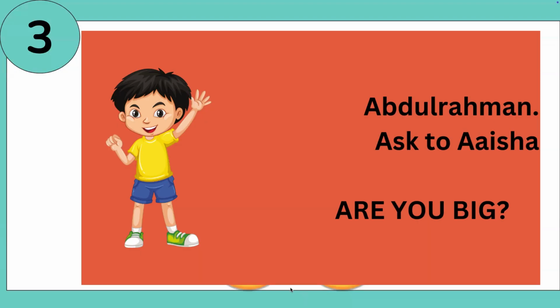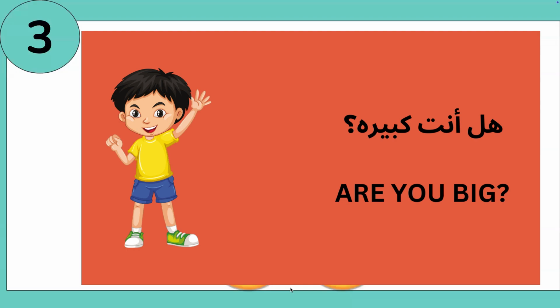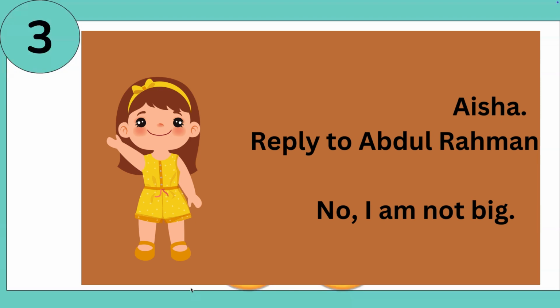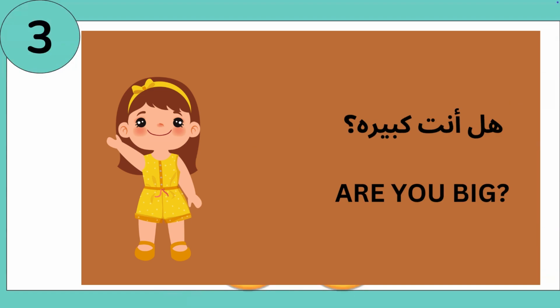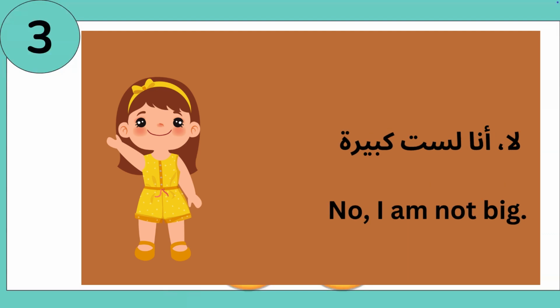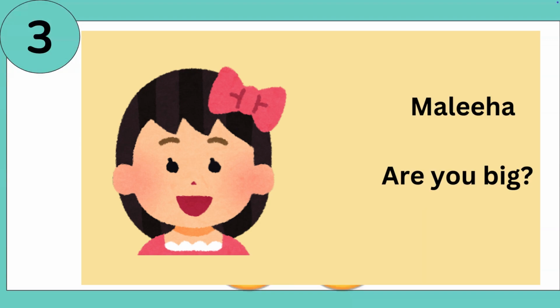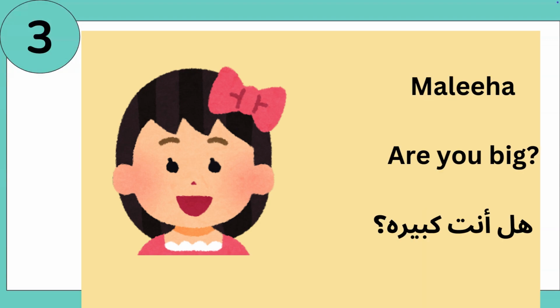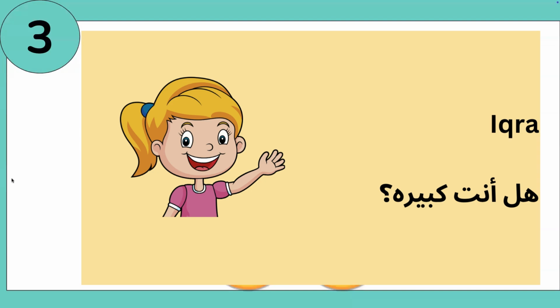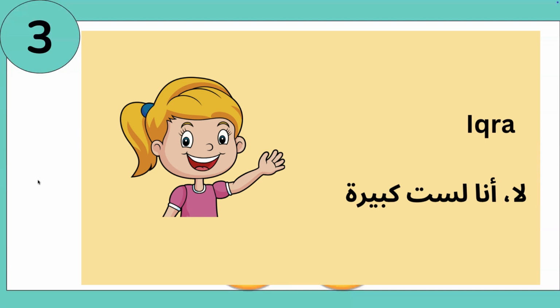Okay. Now, Abdurrahman, ask her, are you big, to Aisha. Can you ask her? أنت كبيرة؟ Aisha, reply to him. No, I am not big. لا أنا لست كبيرة. Very good. All right. Maliha, do you want to try a question? نعم. Very good. Maliha will ask Iqra and Iqra will answer the question. Maliha, can you ask her, are you big? هل أنت كبيرة؟ لا أنا لست كبيرة. Kabira. Okay? It's Kabira.